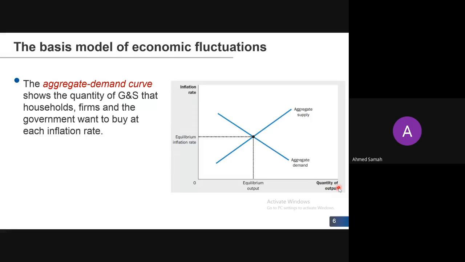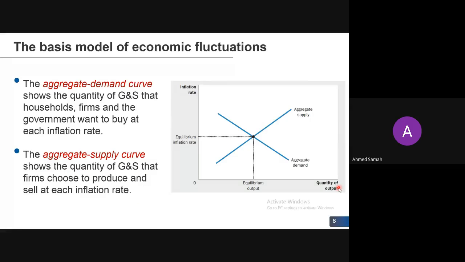So the aggregate demand curve shows the demand for all goods and services produced within the country over a period of time. Similar to this, the aggregate supply curve shows the quantity of goods and services which are being produced and sold by firms at each inflation rate. So we look at the relationship between inflation rate and quantity supplied from the aggregate supply curve.